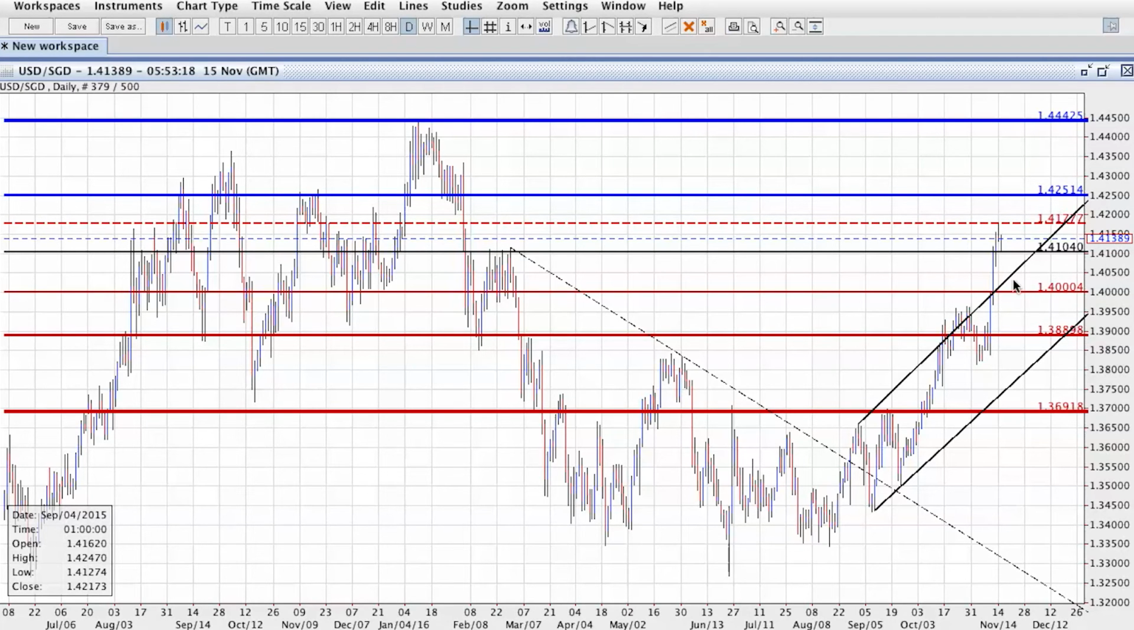break back into this channel here, and I think the key test for here will really be two levels. You've got that key 140 level, and of course you've got the 138.90, and that 138.90 has really been a testing ground for this currency for some time. And if we do break back below that psychological 140 level, and we move back towards the 138.90, that will be a key test for the market.